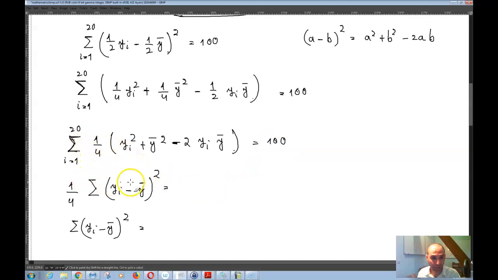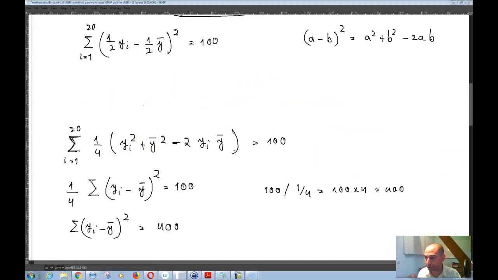So you would have 100 over here. 100 divided by 1/4 would be 100 times 4, which is equal to 400. So you get a 400 here. And that's exactly what they have found in the book here. So you can write this equation as sigma of y of i minus y bar whole squared as i goes from 1 to 20 is equal to 400.